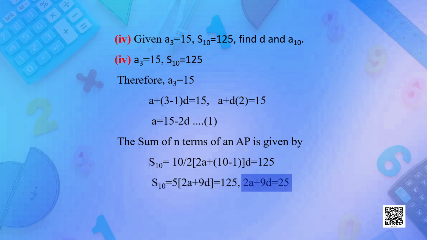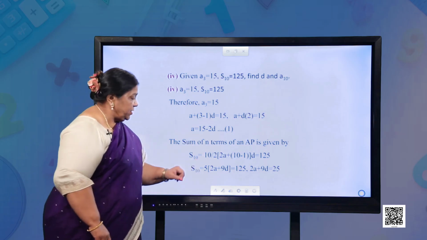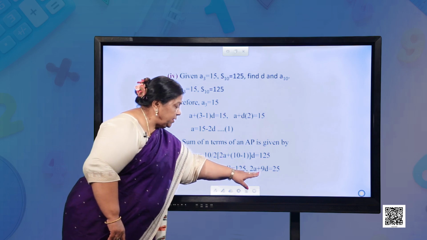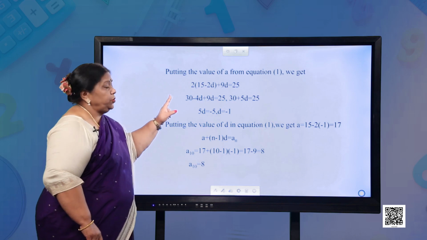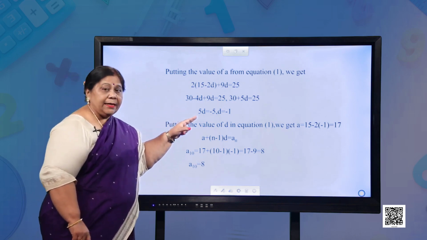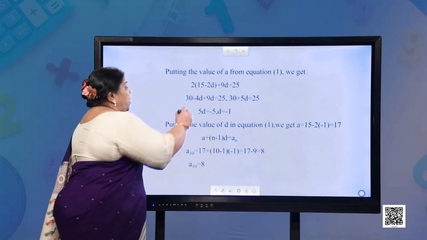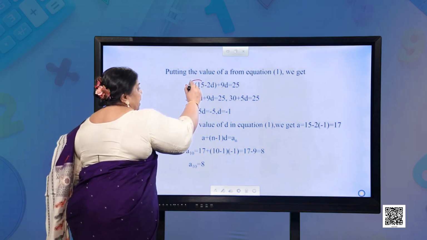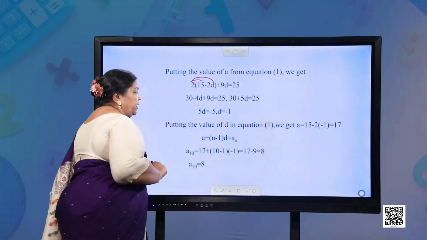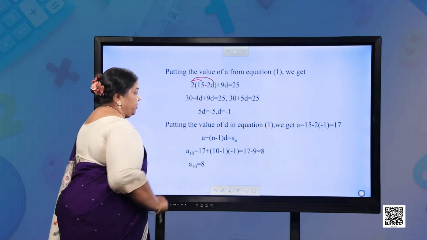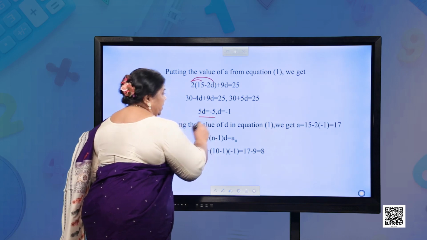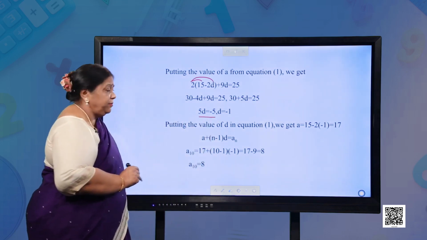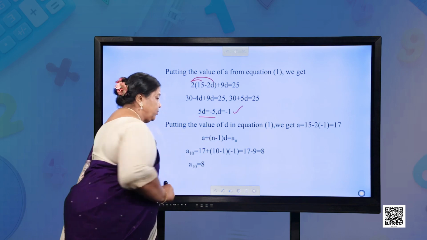That gives us 2A plus 9D is equal to 25. Now, let us make use of the first equation and substitute in this and find out the value. Here, 2 into 15 minus 2D plus 9D is equal to 25. Now, 2 into 15 is 30 and 2 into 2D is minus 4D here, plus 9D is equal to 25. So, 30 plus 5D is equal to 25 gives us 5D is equal to minus 5, or D is equal to minus 1.